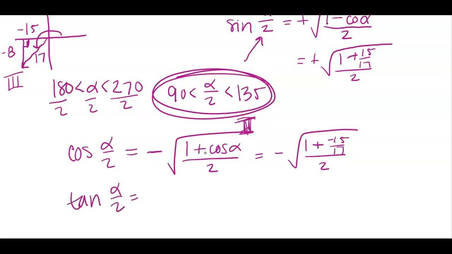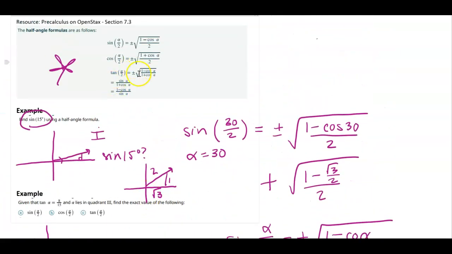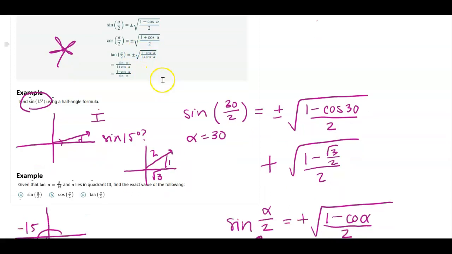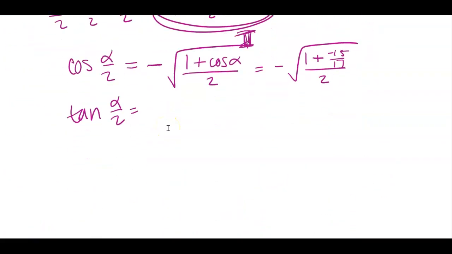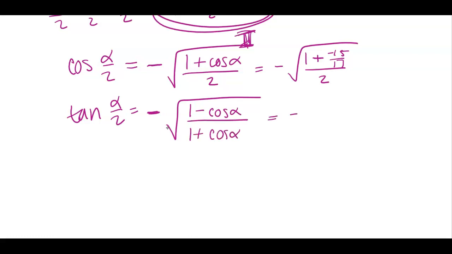And then let's look at the formula of tangent alpha over 2. So we do have plus or minus again here on the outside. It's the negative because I'm in quadrant 2. 1 minus cosine alpha over 1 plus cosine alpha. So 1 minus negative 15 over 17, over 1 plus negative 15 over 17. Sorry, over 17, not over 7.